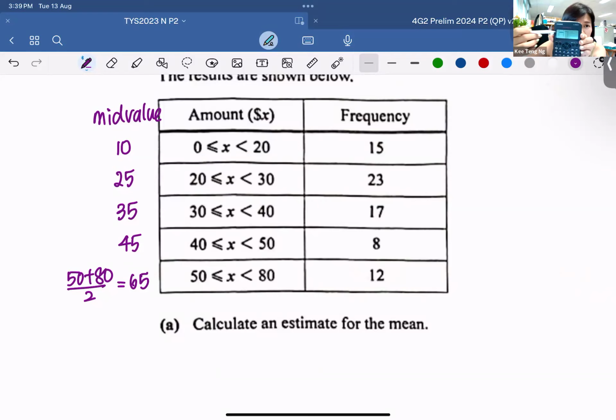What am I going to key for my X numbers? I'm going to key 10, 25, 35, 45, and 65. All right, so we have something like that. Maybe you can practice a little bit. Then now we're going to move on to the next column to change your frequency over here. So you move your arrow and you change your frequency. My frequency is 15, 23, 17, 8, and 12.